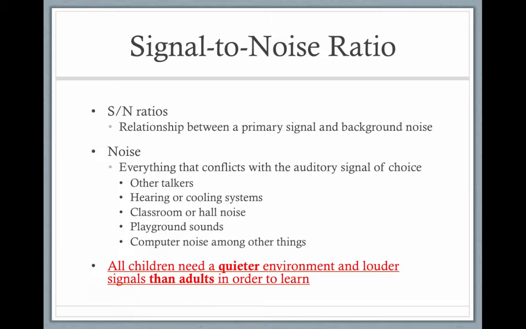So the signal-to-noise ratio is the primary relationship between the signal and the background noise. And noise is anything that conflicts with the auditory signal of choice. So it could be other talkers, heating or cooling systems, classroom hall noise, playgrounds, computer noise, and all those other things. And a child needs an even quieter environment than adults to learn. So if you think you're learning when the TV's on, you're not. You really need a quiet environment to focus and learn, and even more so for children.